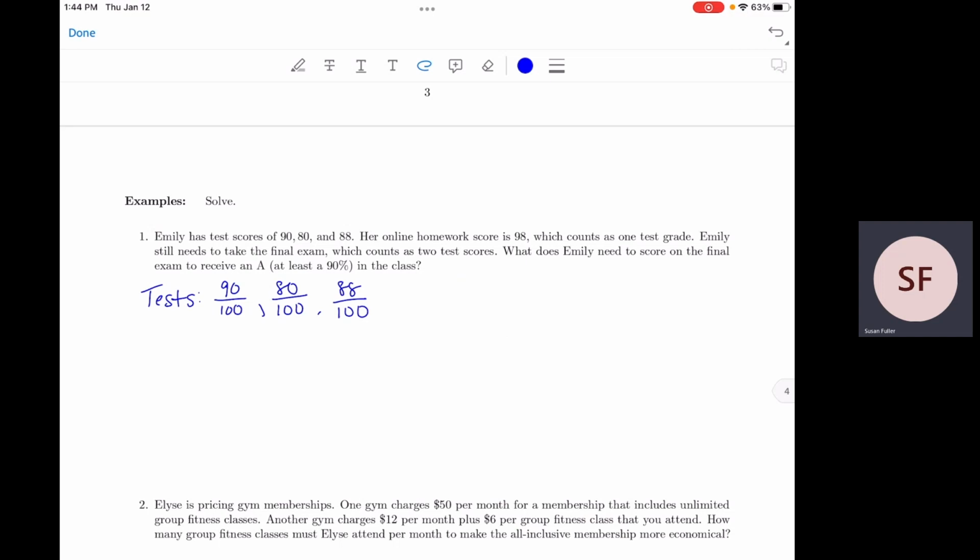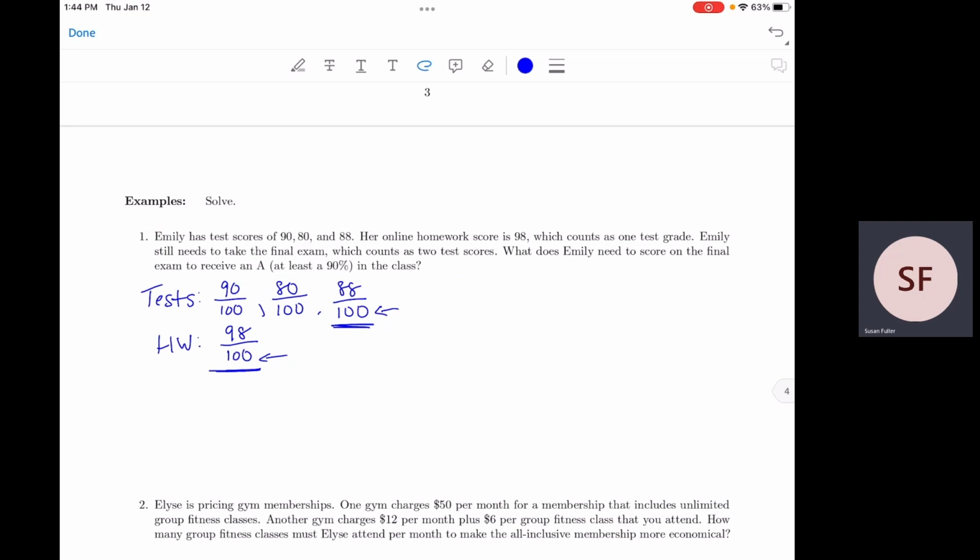Let's see. We also are told that she has a homework score of a 98, which counts as one test grade. Again, that 98, I'm going to assume that's out of 100. It's a percentage, and in my scenario here, everything is out of 100. So that means that this homework is the same number of points as each test grade. So the homework here counts the same amount as one test grade.